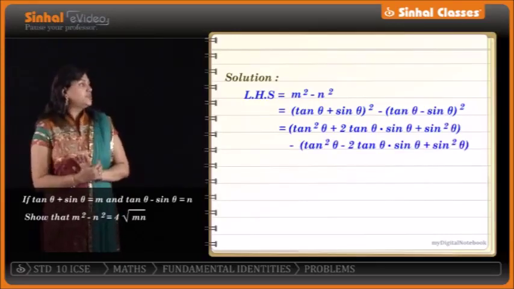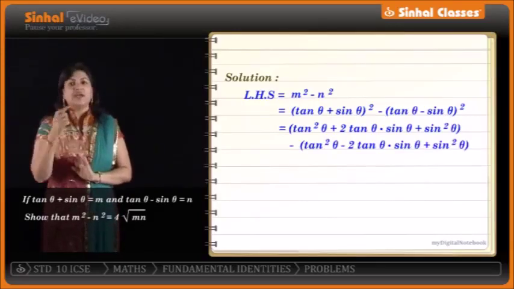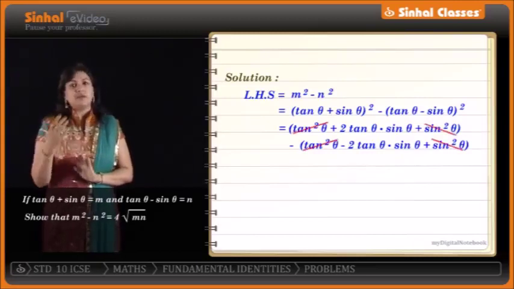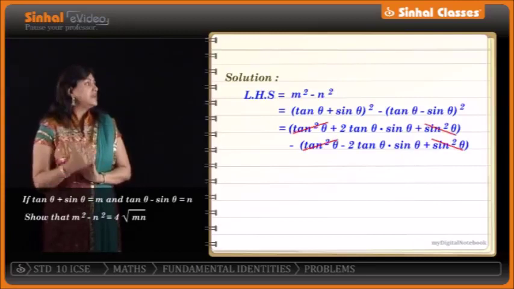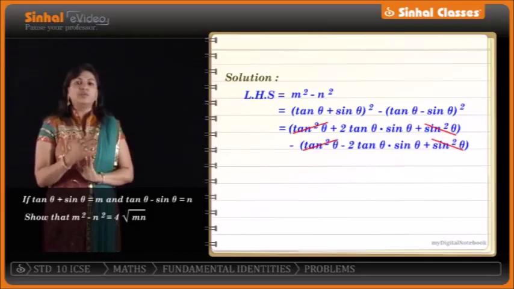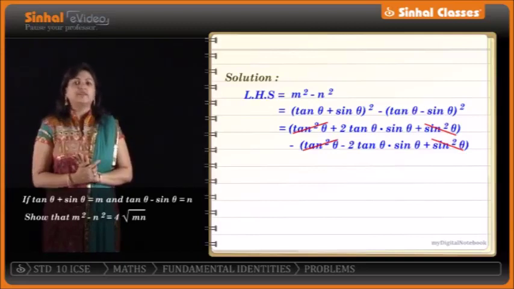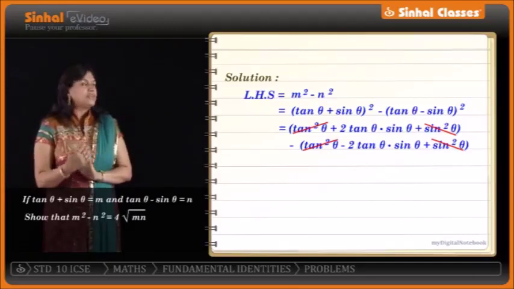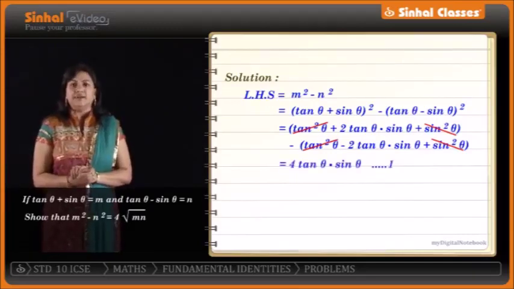Now we look at these two brackets. We have tan square minus tan square, they cancel. We have sin square minus sin square cancels. We are left with 2 tan theta sin theta, minus of minus gives us plus 2 sin theta tan theta, which is 4 tan theta sin theta.